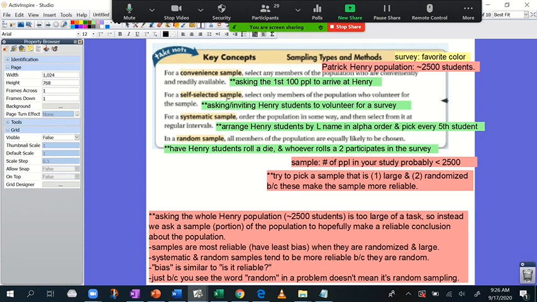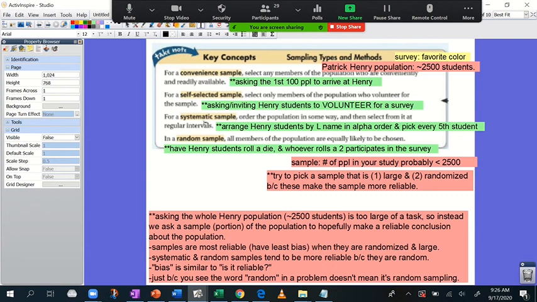A self-selected sample is inviting Henry students to volunteer for a survey. The key word is volunteer. These two are the best samples to have, the more reliable ones: systematic and random sample.